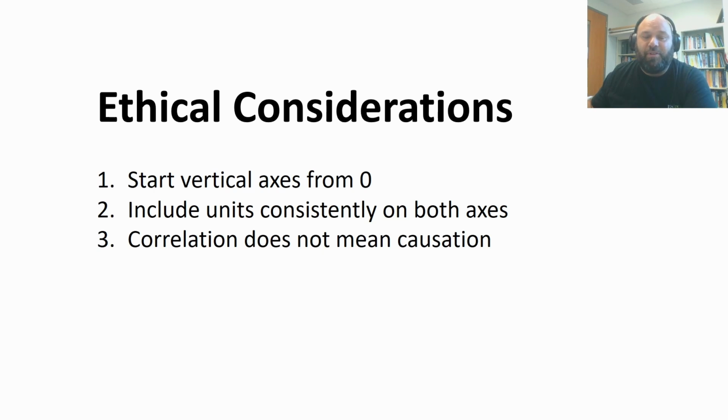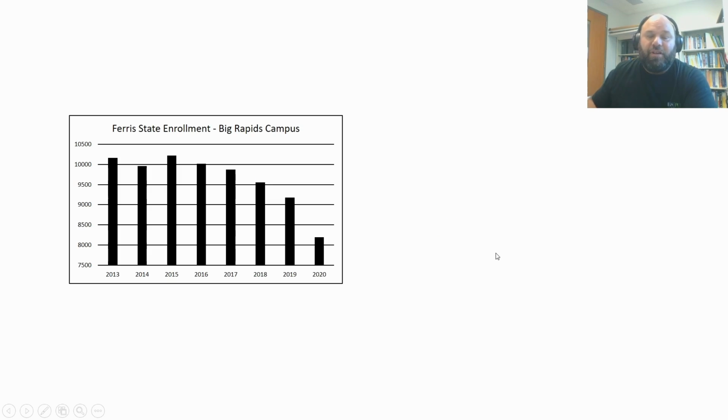Let's look at one example of each in turn. Here is a graph of Ferris State enrollment on the Big Rapids campus from 2013 to 2020. This is the academic year beginning in 2013, that is. This paints a very stark picture. This is something those of us on faculty hear a lot from administrators. You see what appears over the last several years, a pretty sharp decline in enrollment.